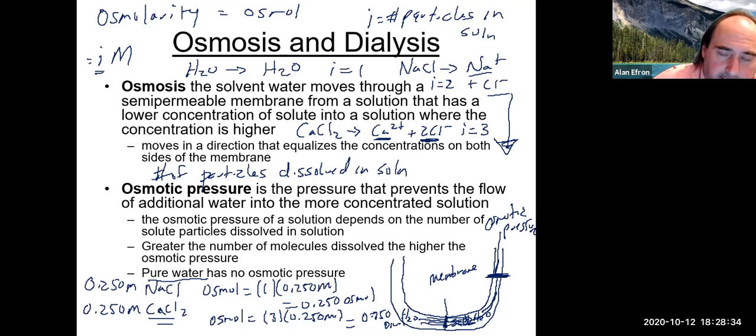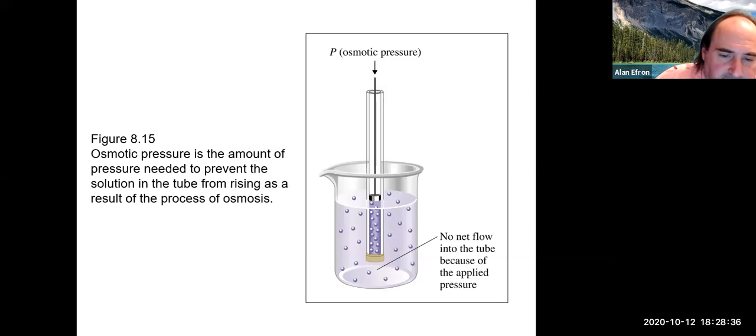Now, here's a much prettier picture of what I drew, but same idea here. Again, we're going to have that flow of solvent in until that osmotic pressure, which is basically the atmospheric pressure pushing down on it, stops that flow of solvent molecules from one side to the next.